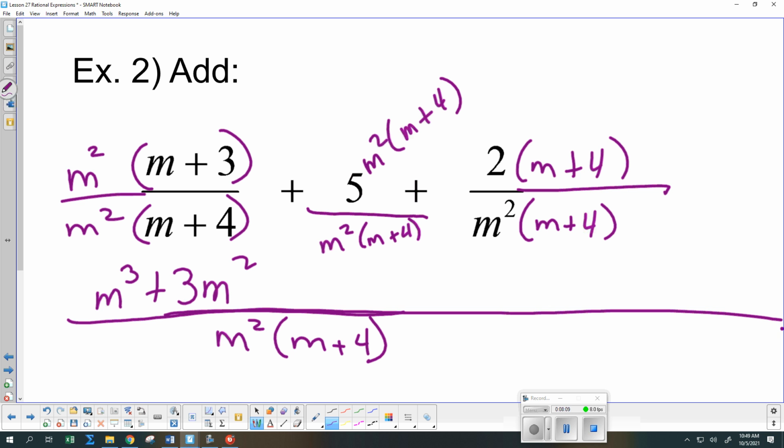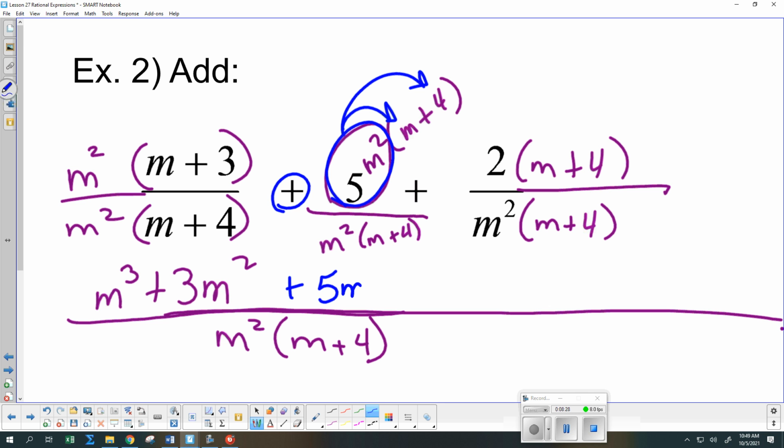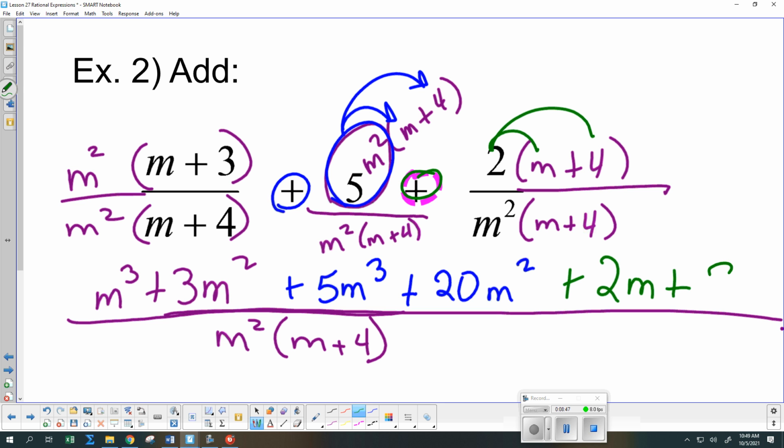I have 5 times m squared times the m plus 4. 2 of them are just single things. So I'm going to say, oh, I really need to multiply 5m squared times each of these, so that I get plus 5m cubed plus 5m squared times 4 is 20m squared. And then this last one's easy, plus 2m plus 8.